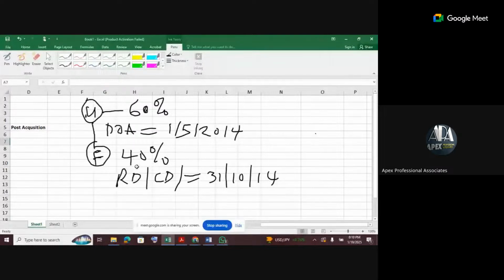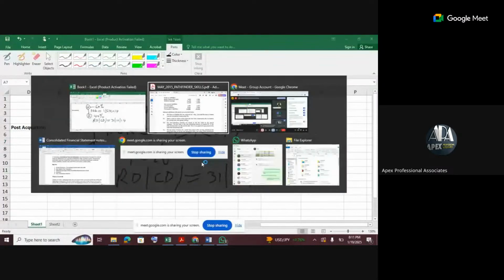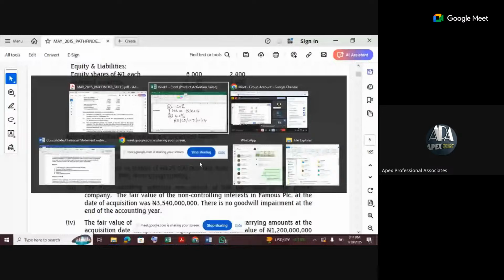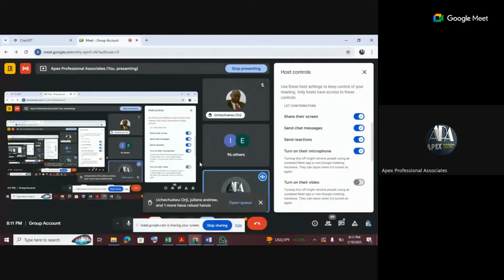Date of acquisition is 1st 5/2014. Reporting date or the date of consolidation is 31st 10/6. In between this, we have 6 months. It is important to know because when we are adjusting, we might need that 6 months. That is why I want you to know the difference between the reporting date and the date of acquisition.